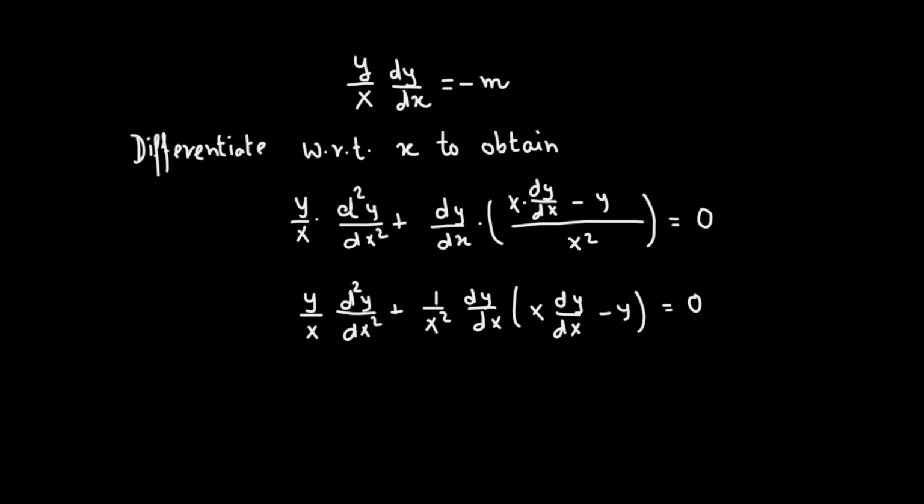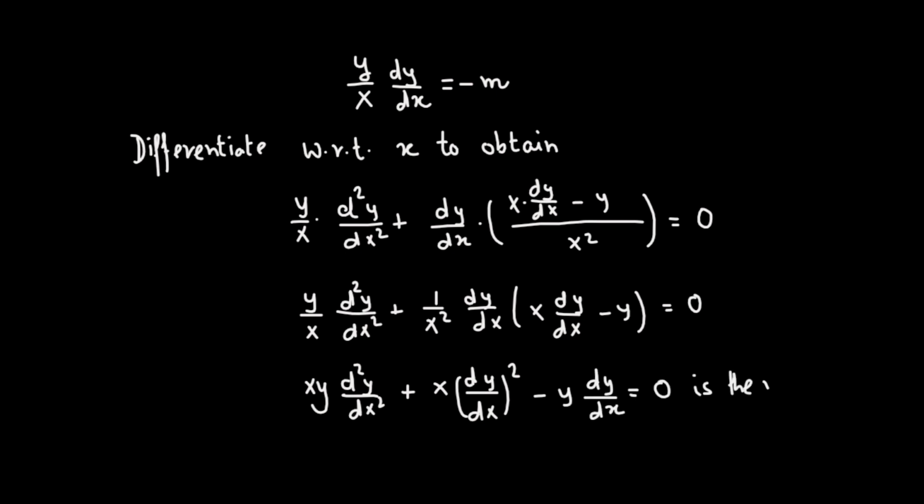Multiplying throughout by x squared, we obtain xy times the second derivative of y with respect to x plus x times (the first derivative of y with respect to x) squared minus y times the first derivative of y with respect to x equals 0. So this is the required differential equation.